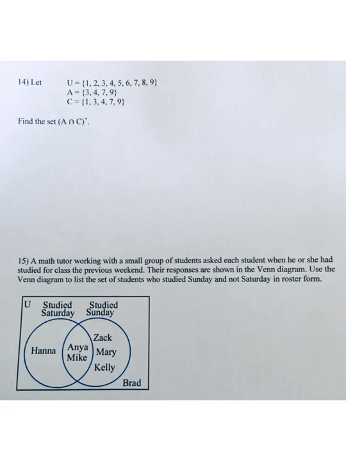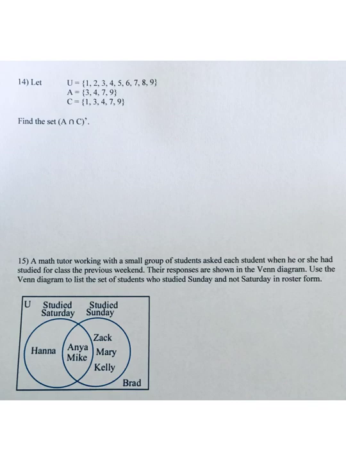Question 14 says to let the universal set be the numbers 1 through 9. Let set A be 3, 4, 7, 9. Let set C be 1, 3, 4, 7, 9. Find the set (A intersects C) complement. There is an apostrophe floating outside the parentheses. This is another two-step question because there are two set operations. So each set operation means another step in the question.